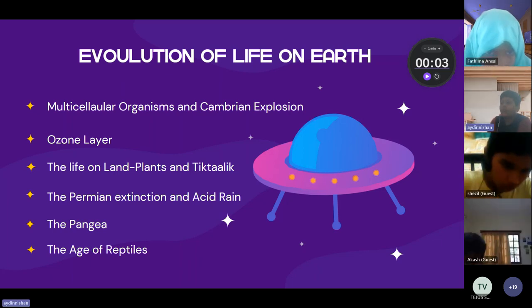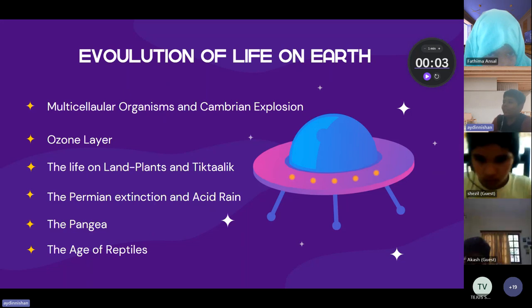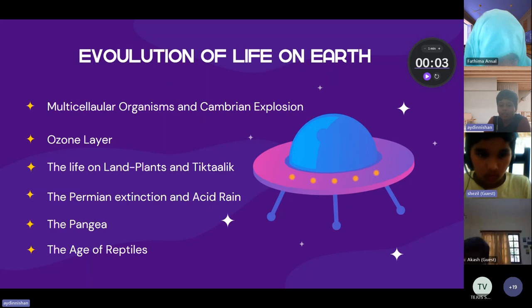Life on land: plants and Tiktaalik. Now you're probably wondering, what is Tiktaalik? Now the Earth is shielded from the radiation from the sun, right? Now life blossoms. First there were algae, when the radiation was still there. Now there are mossy lumps and the first land plants. They're pumping out even more oxygen.